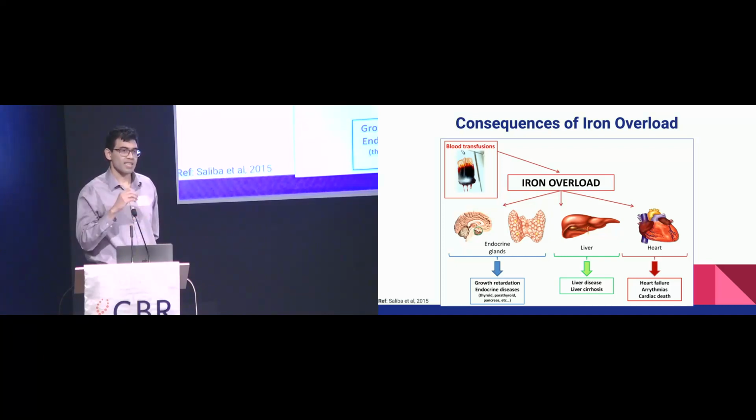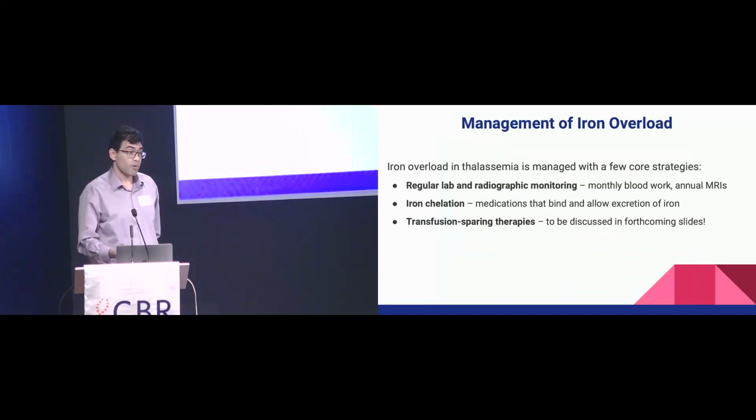The body has a limited capacity to store iron safely. And so when iron exceeds that, you get what's called non-transferrin bound iron, or NTBI. And that iron can cause reactive oxygen species and organ injury, in particular to the endocrine organs, the pancreas, thyroid, pituitary gland, the liver, and the heart. And so that results in endocrinopathies, liver cirrhosis and hepatocellular carcinoma, and cardiomyopathy and heart failure. So serious complications. What do we do about it?